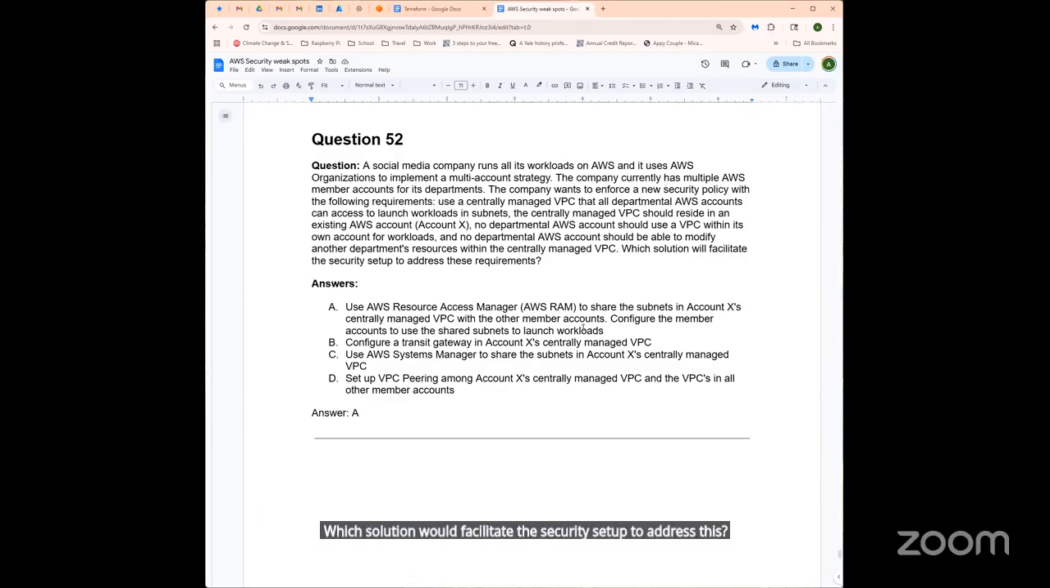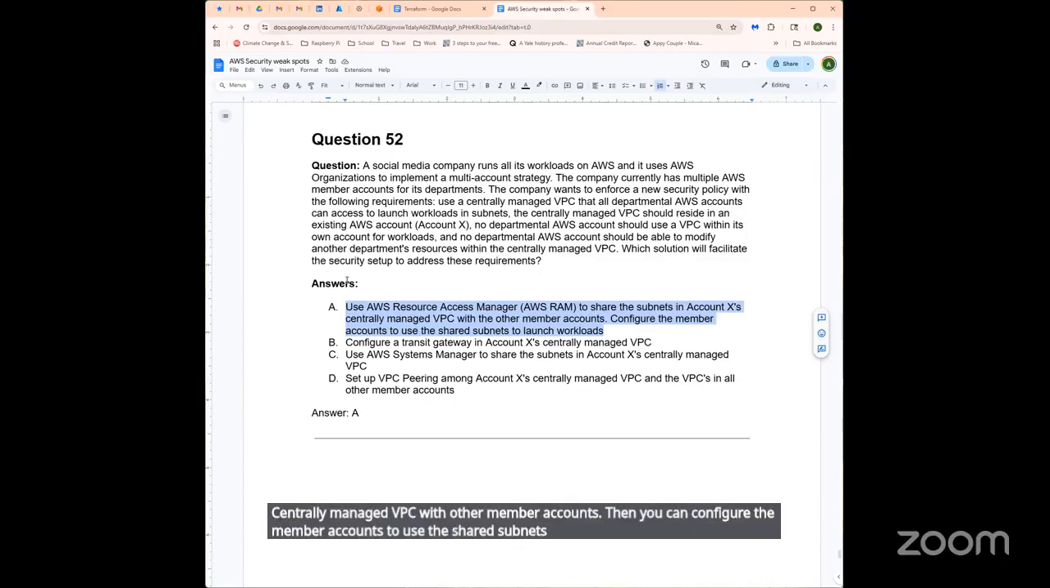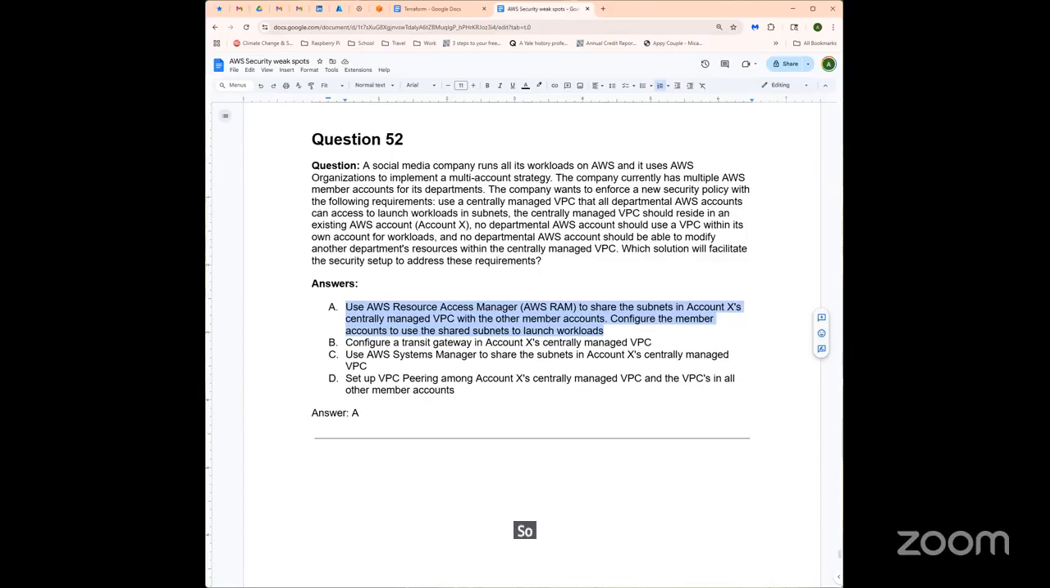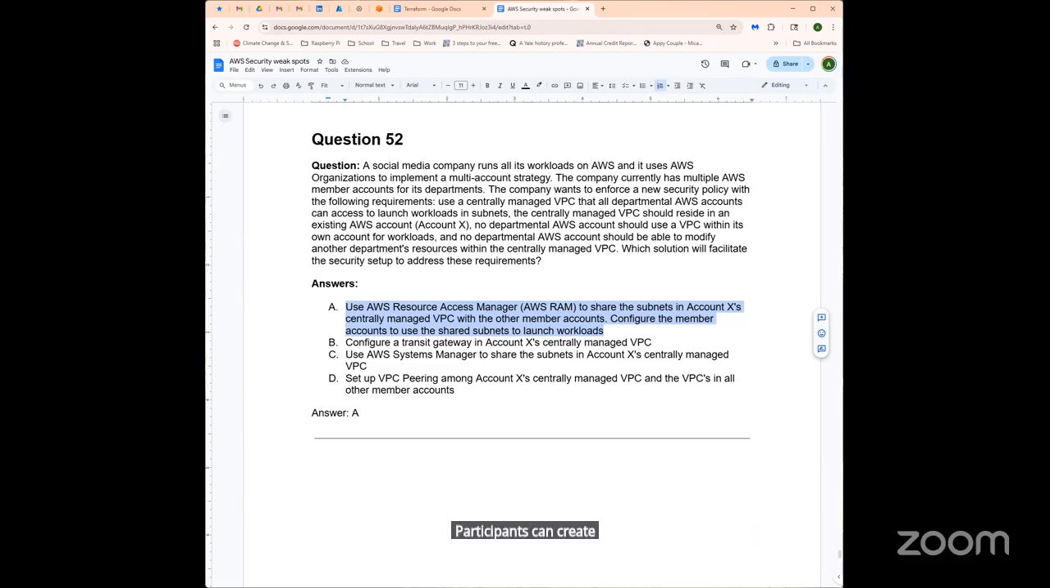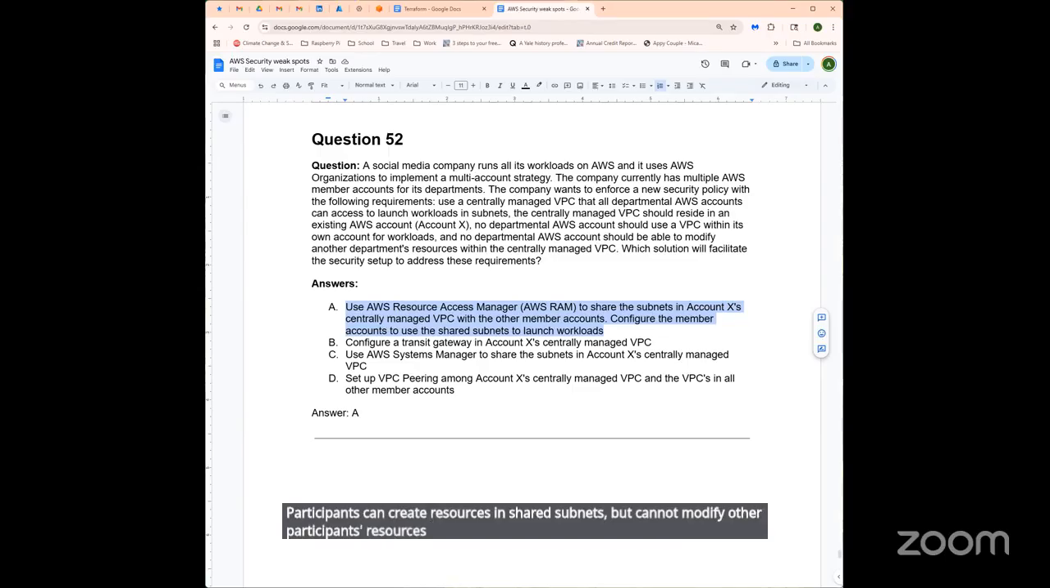So, A, use RAM, AWS Resource Access Manager, to share the subnets in the new centrally managed VPC with other member accounts. Then you can configure the member accounts to use the shared subnets to launch workloads. So why is this correct? RAM enables VPC sharing, allowing centralized VPC management while maintaining resource isolation. Participants can create resources in shared subnets, but cannot modify other participants' resources, meeting all the security requirements.